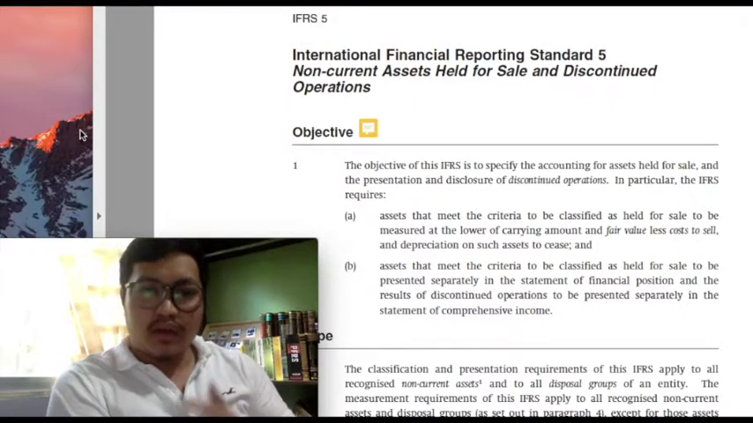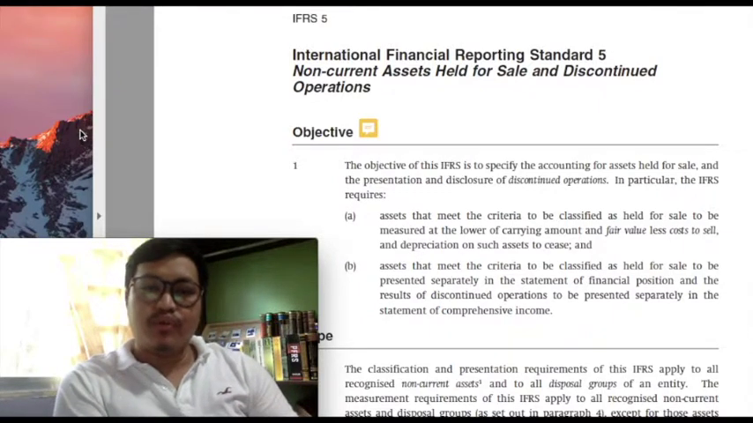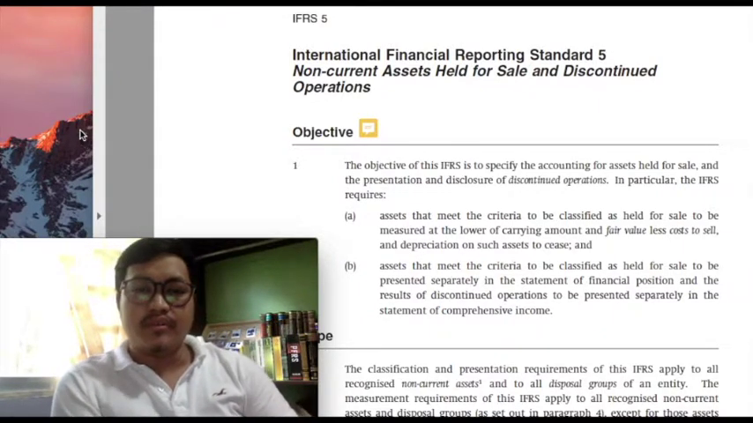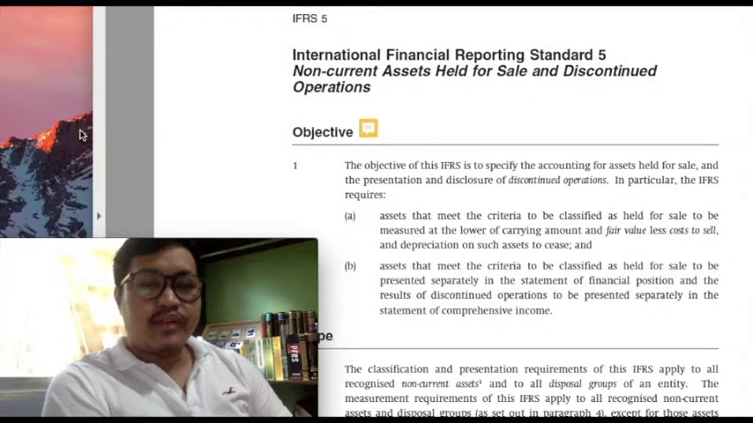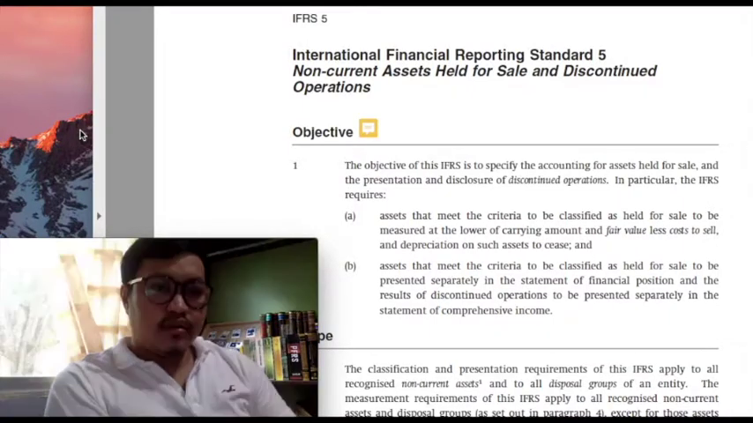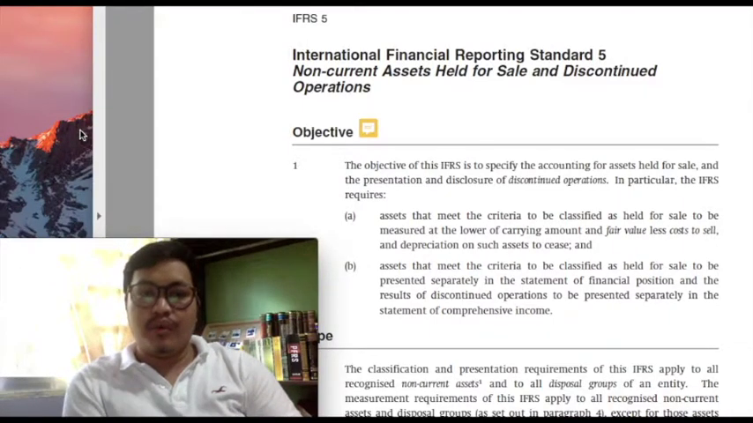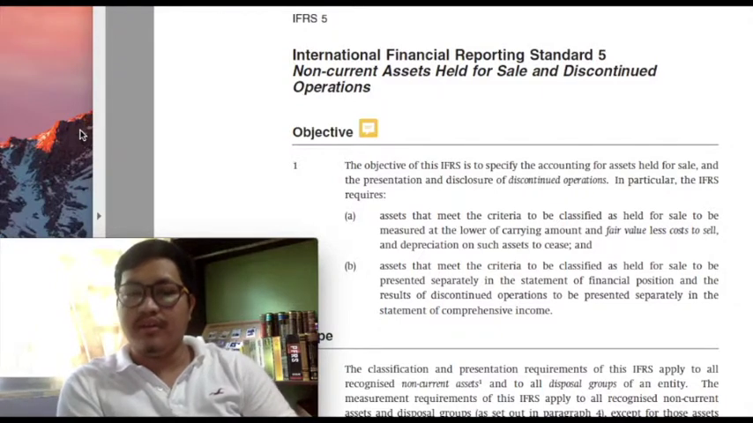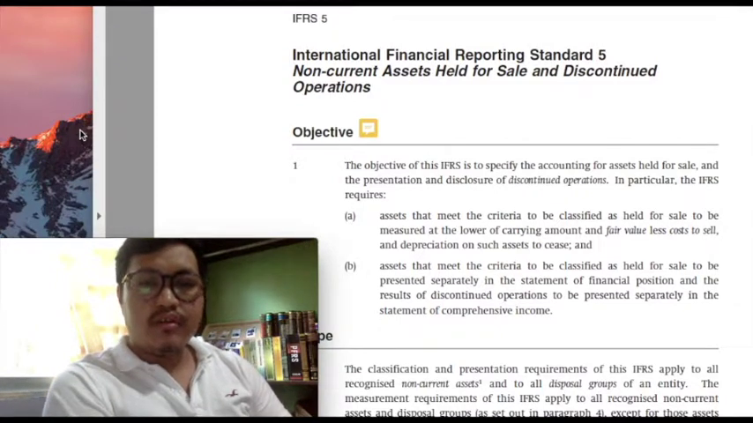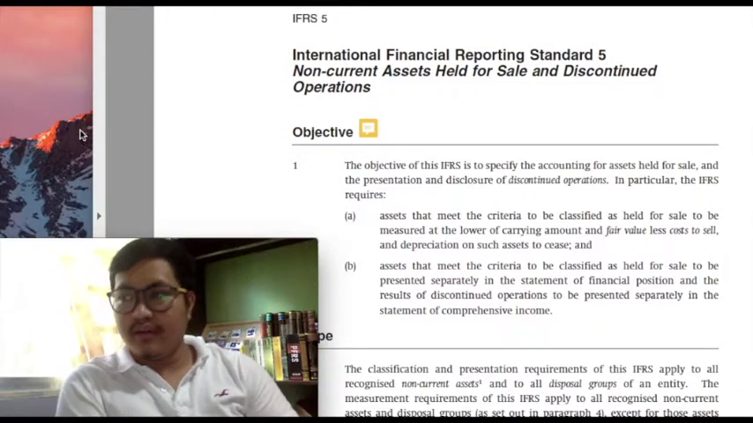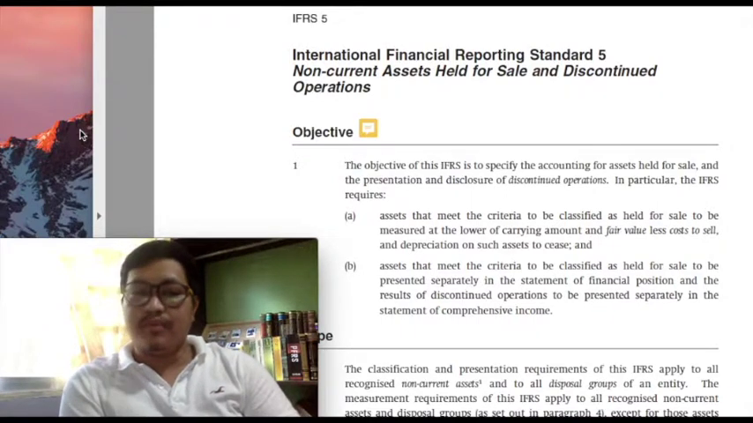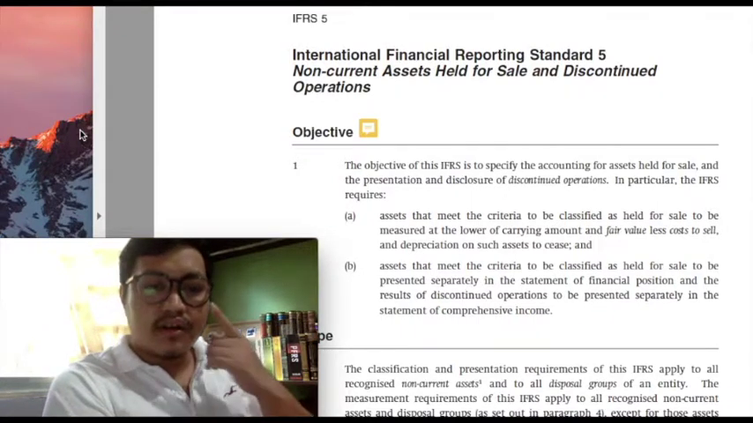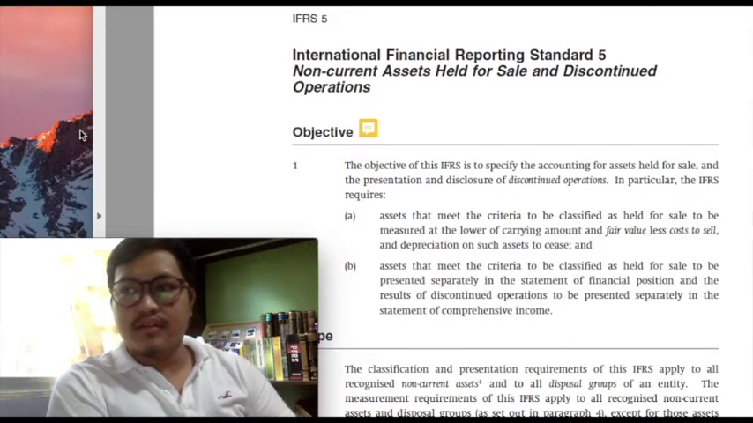Number one, we should be able to know when an asset will be considered held for sale. Number two, the measurement when an asset is to be classified as held for sale. How should it be measured? Number three, how should it be presented? Should it be presented as a current asset or a non-current asset?